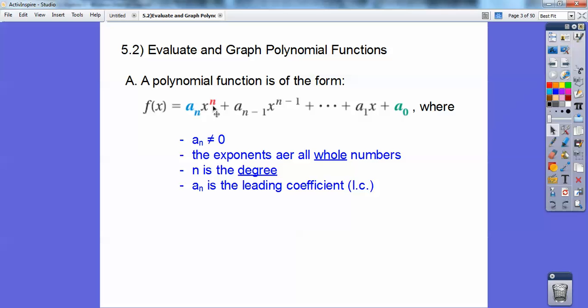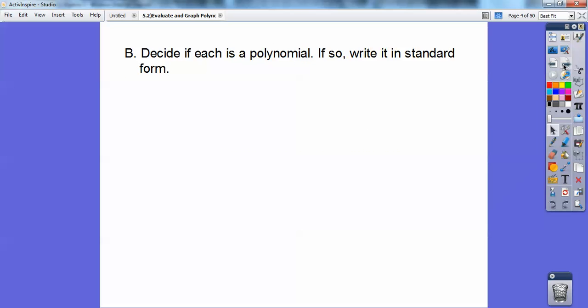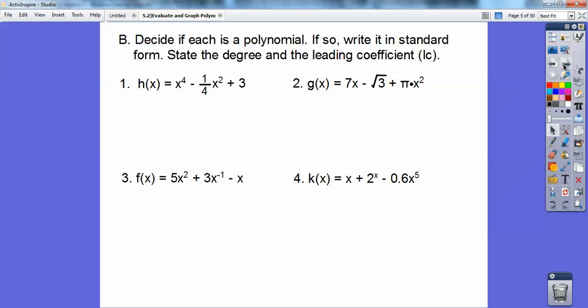We discussed that back in an earlier chapter. And this is what's called my leading coefficient. The number that's in front of the degree term is called your leading coefficient. So decide if each is a polynomial, and if so, write it in standard form. Here are 4 of them right here. Then state the degree and the leading coefficient.